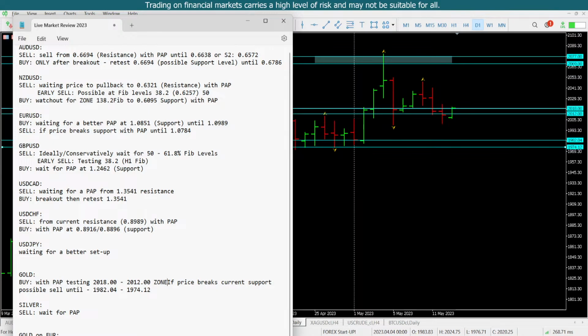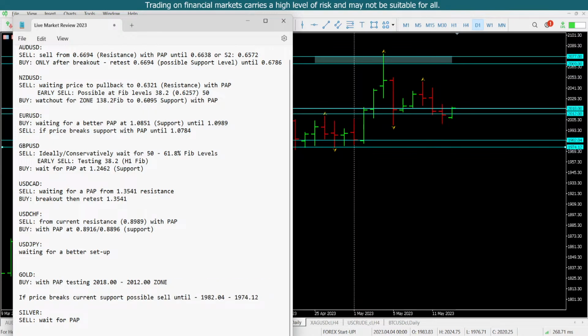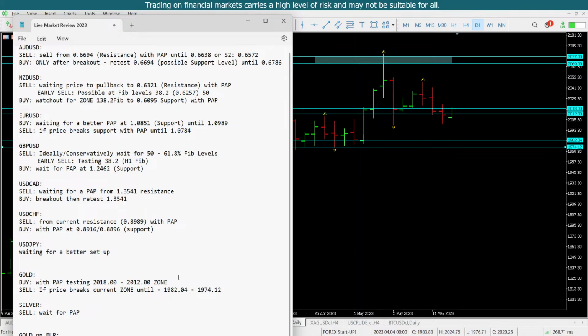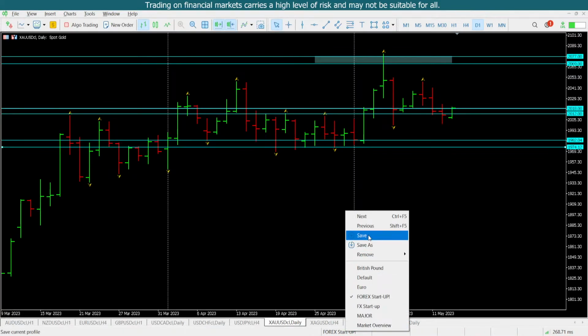Now, if price breaks the current support, okay, sell tayo dyan. Price breaks the current support, or yung sinabi ko nga kaninang zone, no? Sell, possible sell until, ayun, yun naman yung zone dun sa ilalim. Until, of course, as always, no, with price action pattern pa rin tayo dyan. Okay? So that's the plan for gold, at least for right now, no? Okay, save ko lang to.